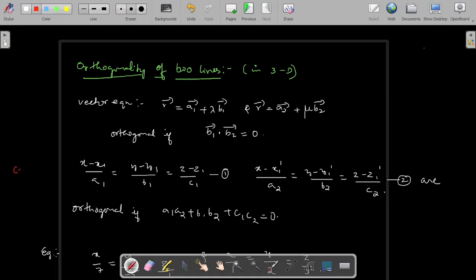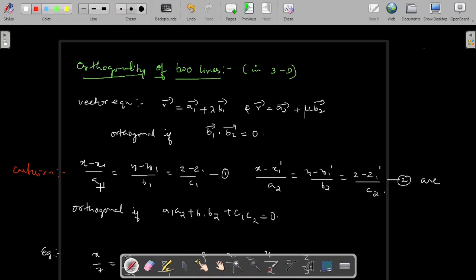If the Cartesian equation is given like this, x minus x1 by a1 equal to y minus y1 by b1 equal to z minus z1 by c1, and this is the second equation of the line, these two lines are perpendicular or orthogonal if a1 a2 plus b1 b2 plus c1 c2 equal to 0. If you substitute the same in this, you are going to get this condition.